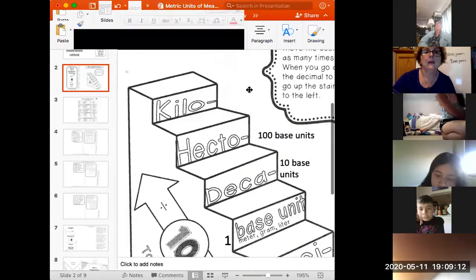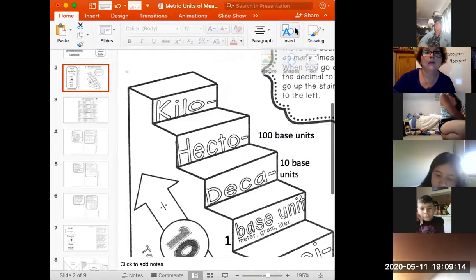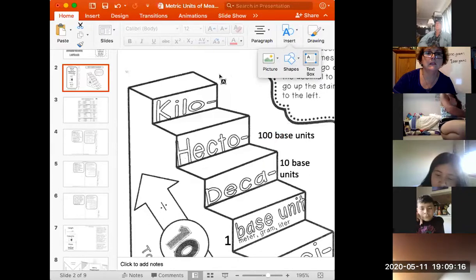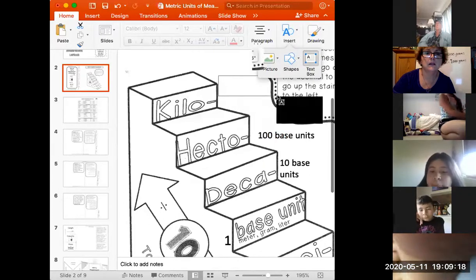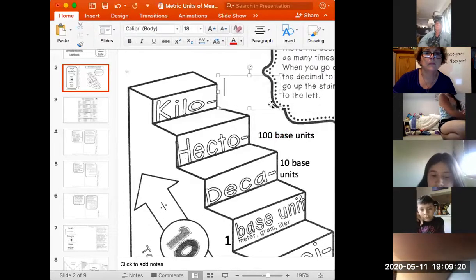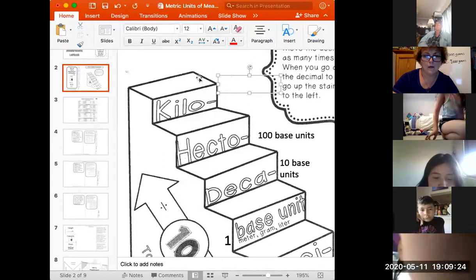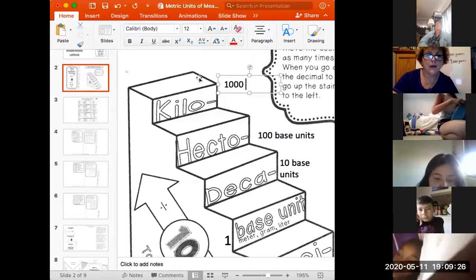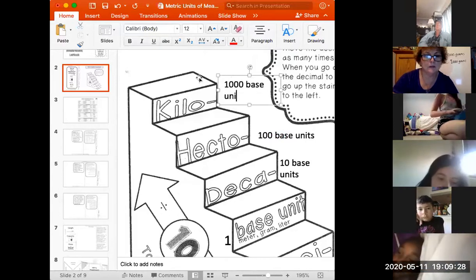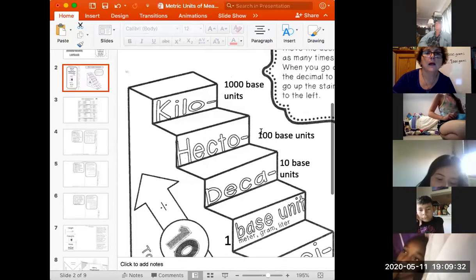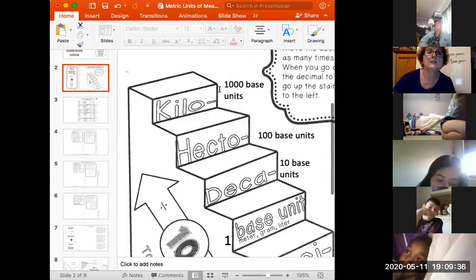And then you have to have 1,000 base units. Okay. 1,000 of these base units to equal 1 of those. Okay?